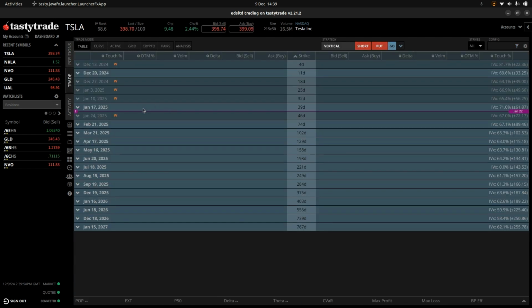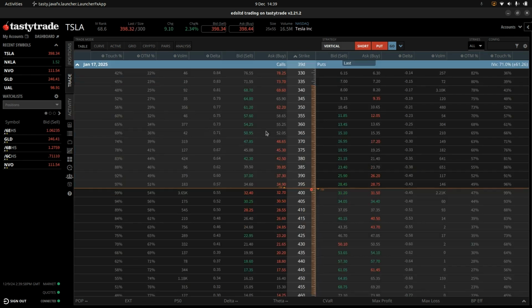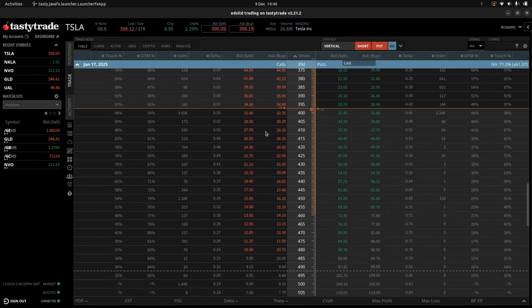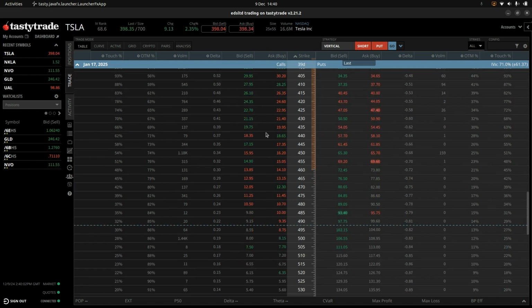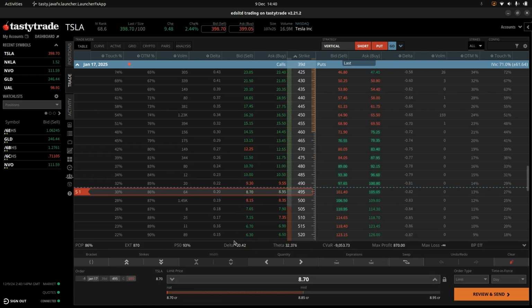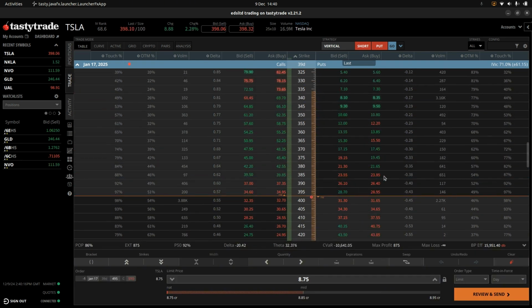So we come over to the expirations, and January 17th is what we chose, and this is now the options chain. What we're going to do here is simply sell one call and one put. Very simple, and we want to sell them anywhere between a 15 and 20 delta. This is the delta column. We've got a 20 delta here. We want to sell that at the 495.